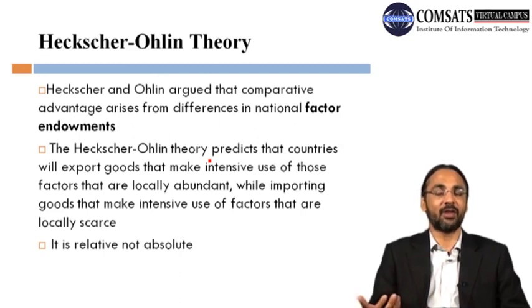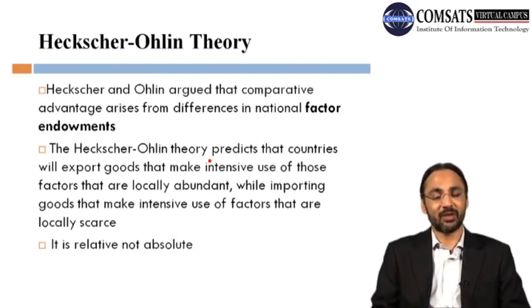And for instance, they are not blessed with fertile agricultural land, so they have to import those products from other countries. This is a simple rule. The important thing is, this is relative, not absolute. When we talk about relative or absolute, the important thing to consider is that we are comparing the factor endowment.